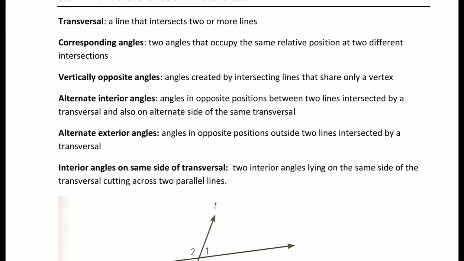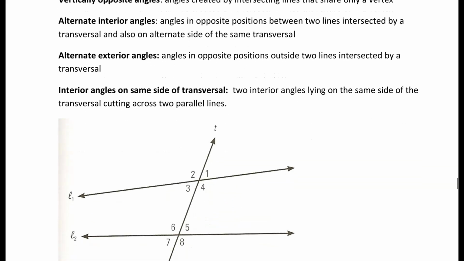Alternate exterior angles are angles in opposite positions outside two lines intersected by a transversal. And the last one we're going to look at is interior angles on the same side of the transversal. So these are two interior angles lying on the same side of the transversal cutting across two parallel lines. Now, just going through the definitions, it's hard to get a true understanding of what this means. So we're going to look at this below.